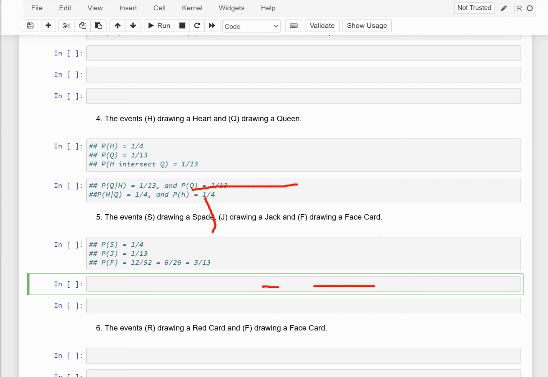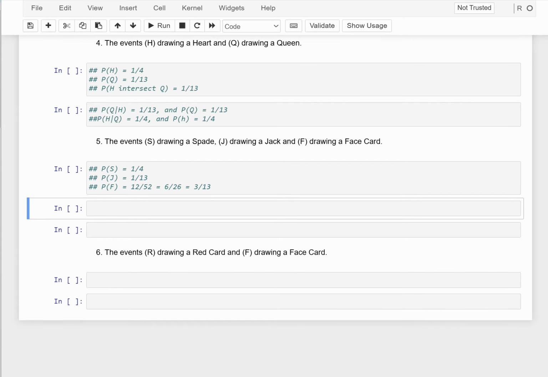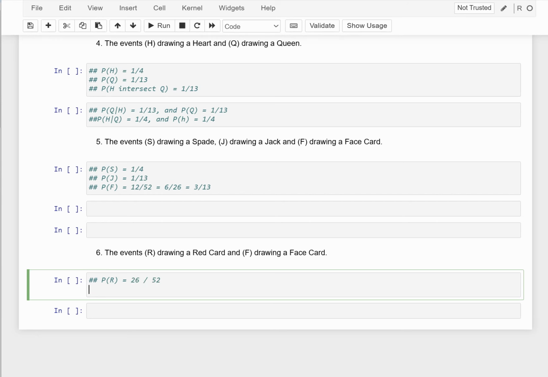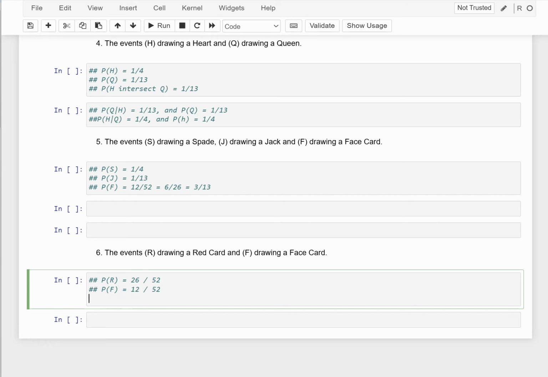What about drawing a red card and drawing a face card? Let me explain that right here. We can do it real quick. The probability of red is, and let me just use 26 over 52, so we have the actual number of objects represented, and then the probability of a face card, like we said, is 12 over 52.